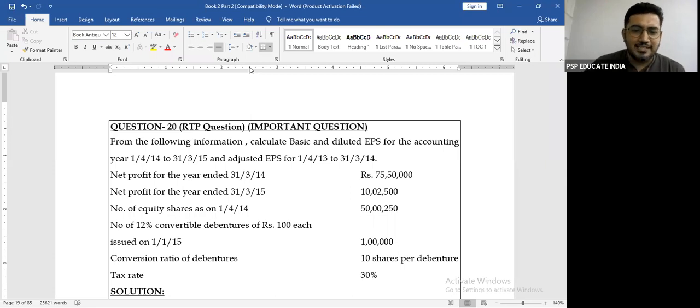Go back today and revise the entire accounting standard 20. I have revised each and every concept once again. We have also looked at the questions that we have already done in the past. So revise everything properly, and then tomorrow we will continue with the standard. I will finish off the standard and then we move to accounting standard 10.